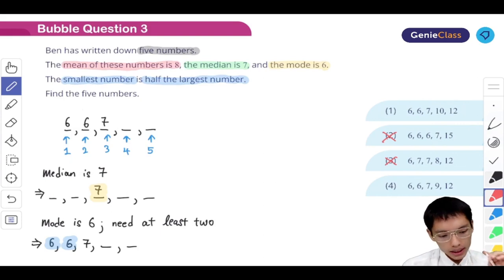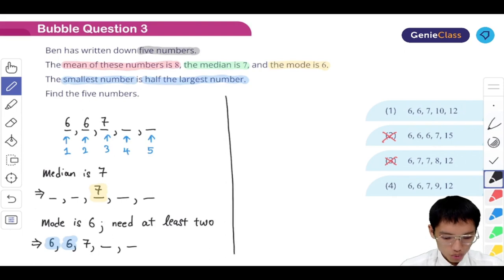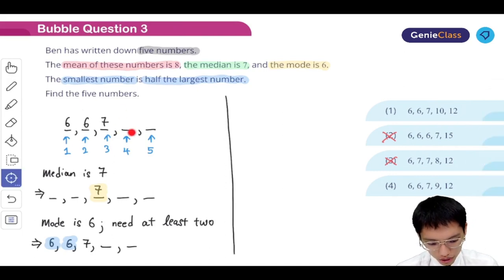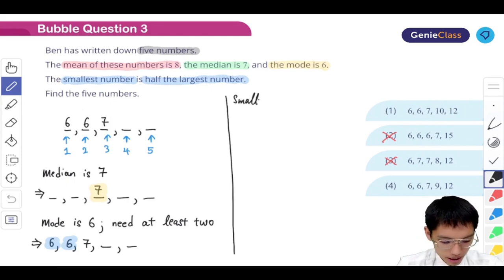Now, what is another key thing over here that we can do? We need another number. In this case, we know the mean is 8, but we cannot find the mean because we have 2 unknowns. So one way we can do it is the blue highlight in the question, that's right. The smallest number is half the largest number. So what does that mean? The smallest number is half of the largest number.